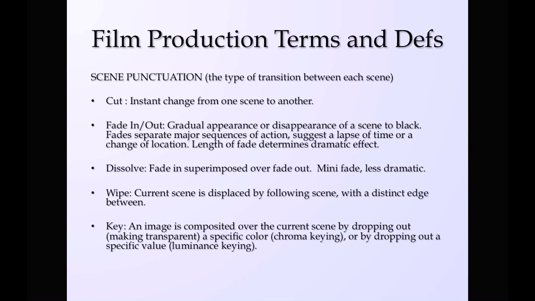A key is an image composited over the current scene by dropping out or making transparent a specific color, which is chroma keying, or by dropping out a specific value, which is luminance keying.